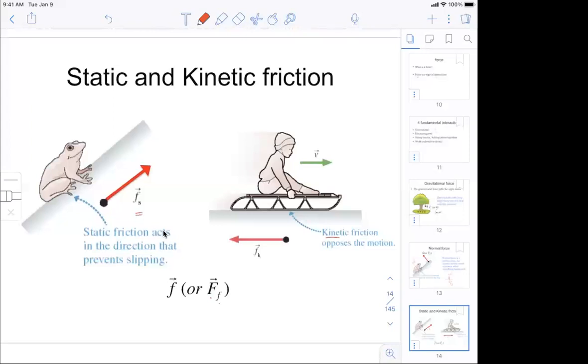Or you can just say friction in general. If you only have one type of friction in your problem, you don't need to differentiate. You can label it as little f. Okay, so static and kinetic friction.